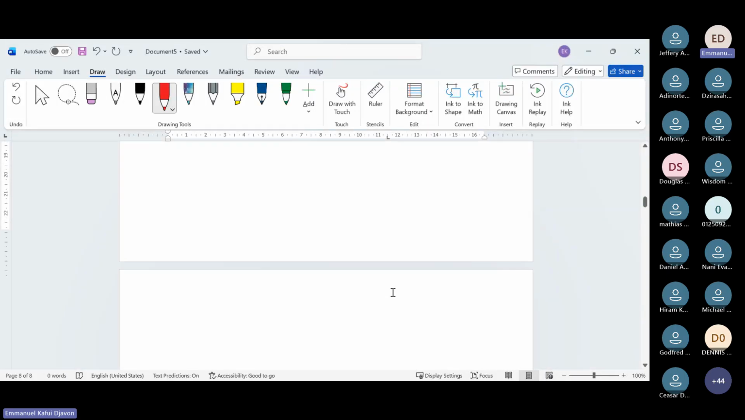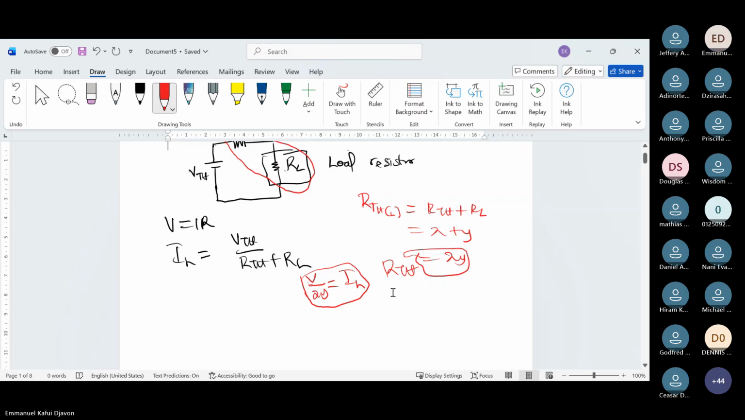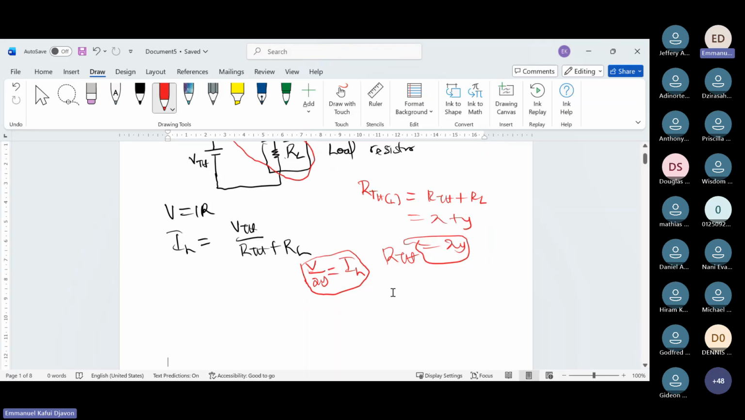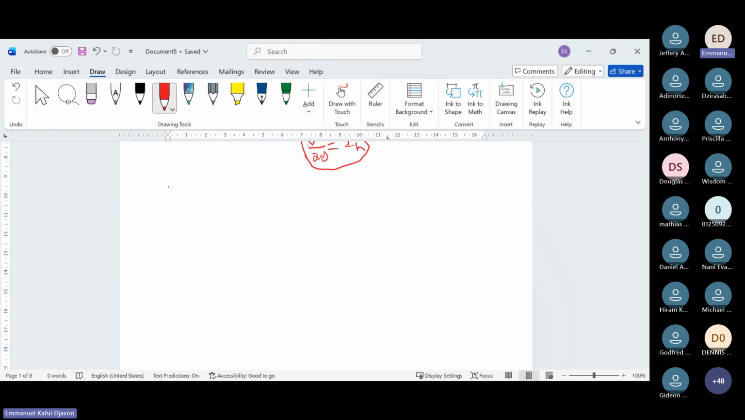So as I said, the Norton theorem states that what? It is possible to simplify a linear circuit to its equivalent circuit, consisting of a single current source and a parallel resistance. Now, as we can see on the screen, we are now talking about Norton's theorem.